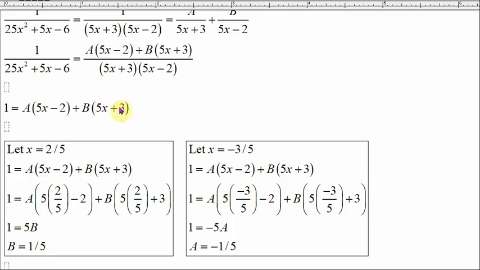And then to make this factor 0, we can let x be negative 3/5. So in the place of x, we have negative 3/5. This part will be 0. And then here we get negative 3 minus 2, which is negative 5. And so A is negative 1/5.